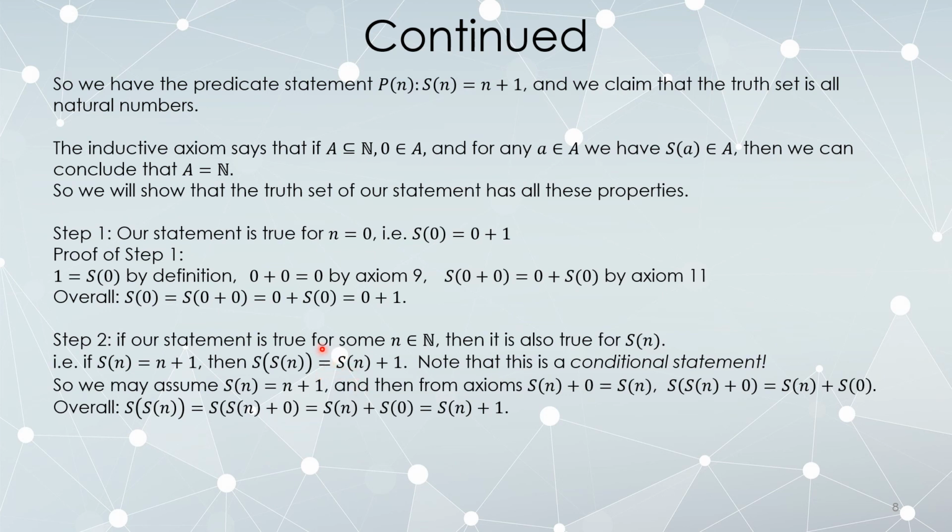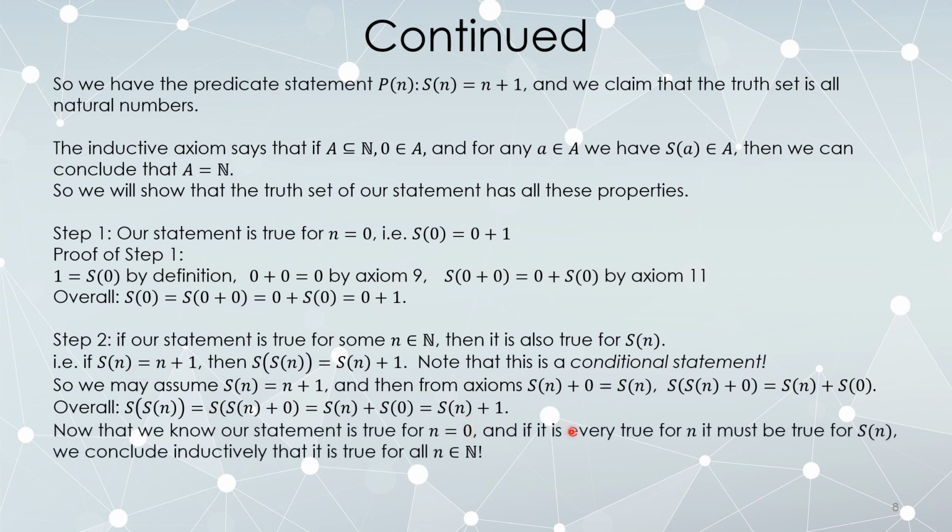But that's the other half of using the inductive axiom. Step 1 was show that it's true specifically for 0. Step 2 was if it is true for some number, then it is true for its successor. So by the inductive axiom, the truth set must be all natural numbers. So our statement is always true. The successor of n is simply always equal to n plus 1. And from this point forward, we're going to let the successor function 9 times out of 10 float away to the background. Whenever I want to talk about the successor of n, I'm instead just going to say n plus 1, because we have proven that S of n is exactly n plus 1.